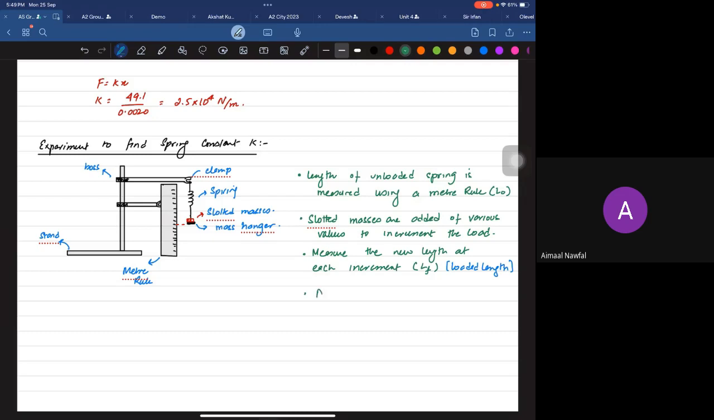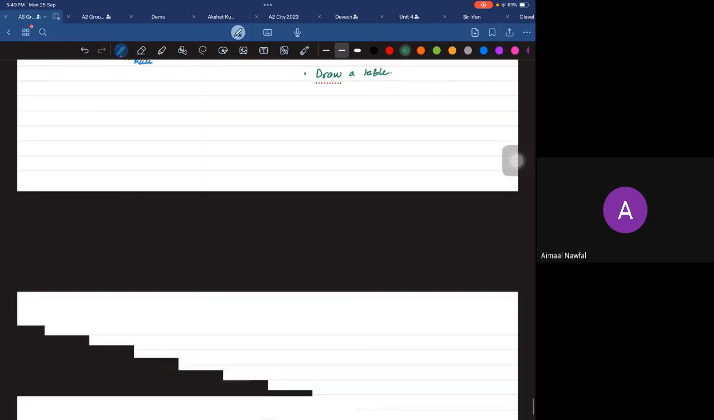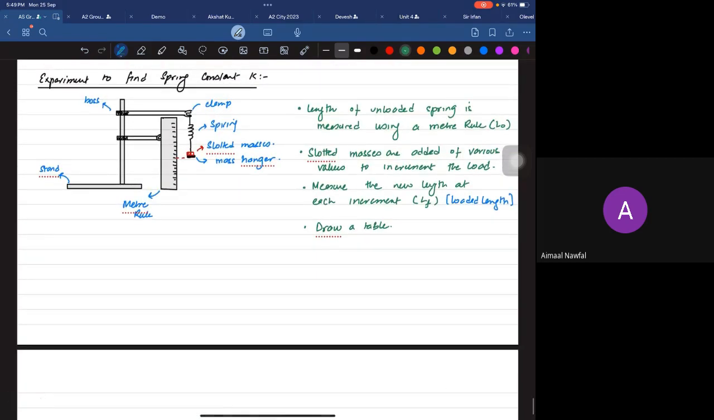Finally, you guys need to draw a table. So first you basically put this, and I'm going to tell you what to do next. Now, in this table, you will have certain values like, let's go to the next page. You can write this down, then I'm going to go forward.